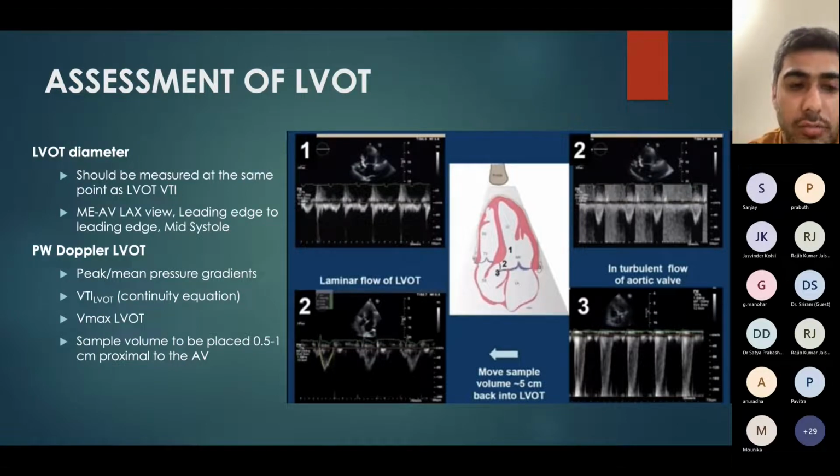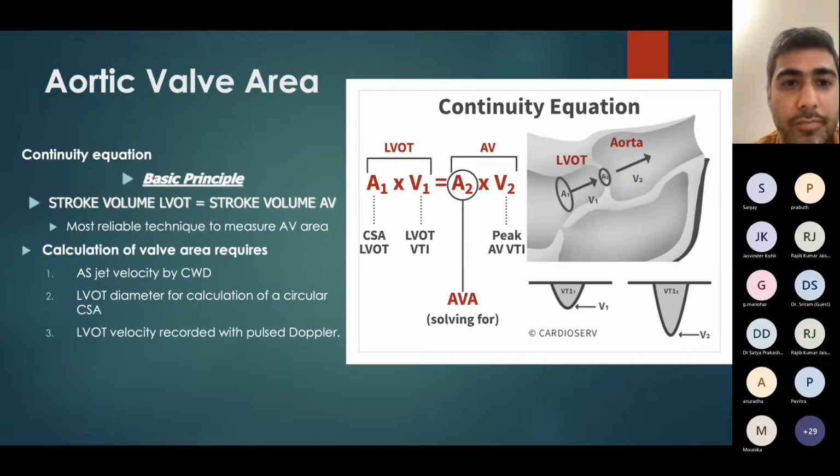Subsequently, pulse wave Doppler assessment of the LVOT is performed in the transgastric views to measure the peak and mean pressure gradients, and obtain the VTI of the LVOT and the Vmax of the LVOT. The sample volume must be placed at least 0.5 to 1 centimeter proximal to the aortic valve.